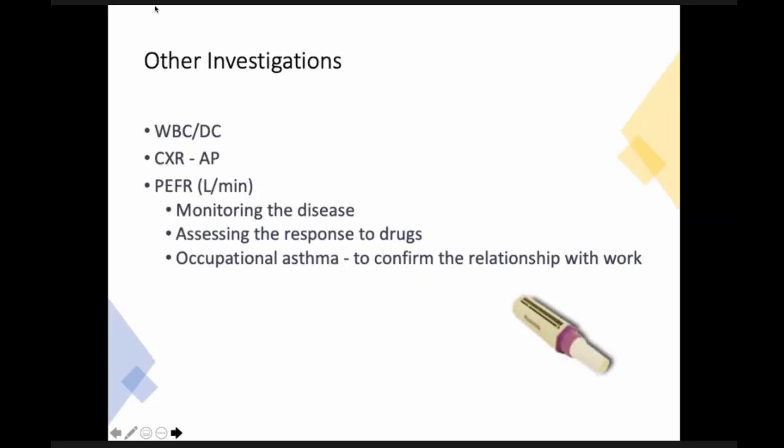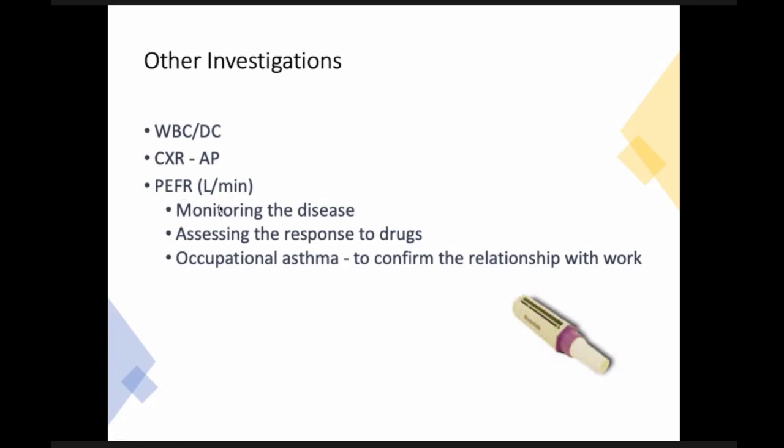There are certain other investigations that we need to do, because in the differential diagnosis you need to rule out some of the things. They are the chest X-ray and the white cell count, to show whether there's any neutrophilic leukocytosis. You want to know whether there's infection. The X-ray is important to rule out other conditions that might mimic asthma, such as tuberculosis.